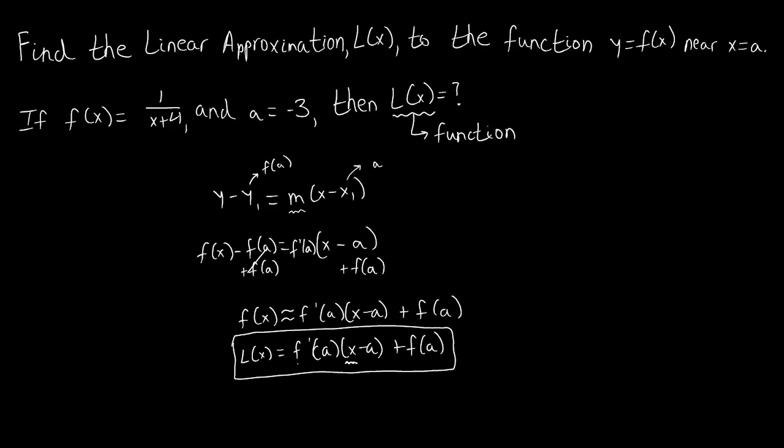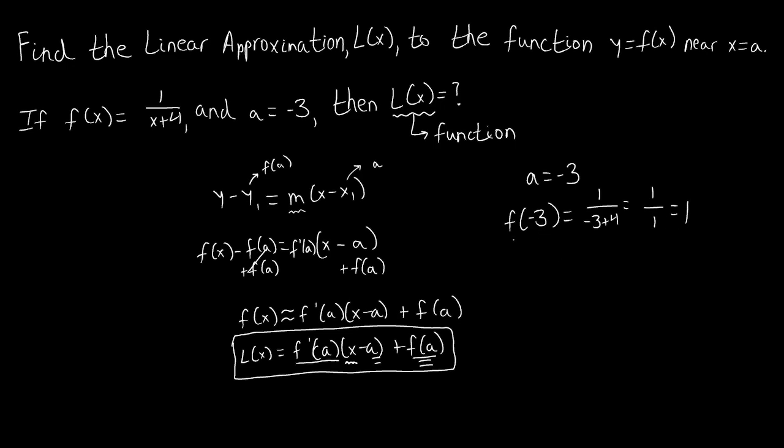So the values that we need to find are f prime of a, and f of a. Well, this a is given to us in the question, right? We know that a equals -3, but then we can find f of a pretty quickly, right? We find f of a by plugging -3 into f of x. So what we get is 1 over -3 plus 4, which evaluates to be 1.